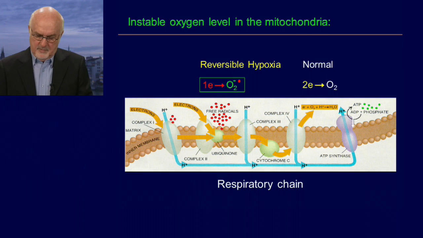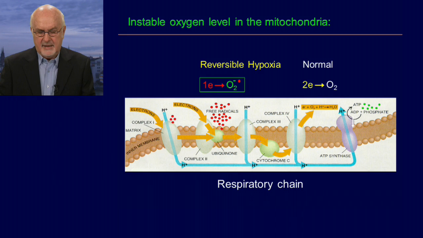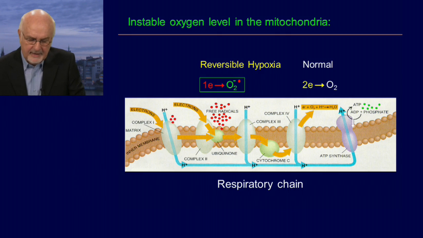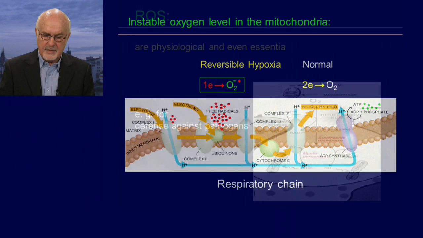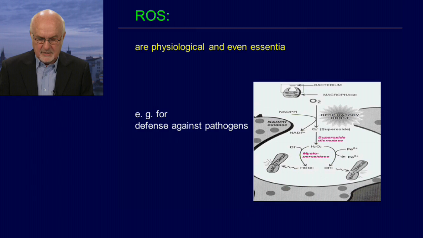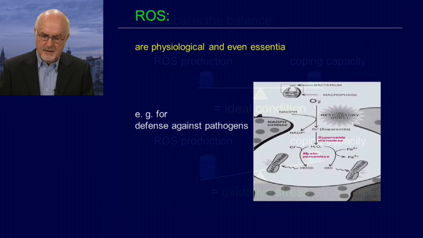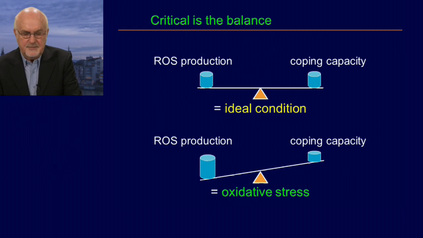Now, if oxygen drops for a moment, then we get an increased pressure in this chain, and the electrons would like to jump out, but they have no place to jump. If during the reperfusion phase the concentration of oxygen rises again, then individual electrons jump on oxygen and build so-called free oxygen radicals. But ROS are physiological, even essential, for example for infection defense.